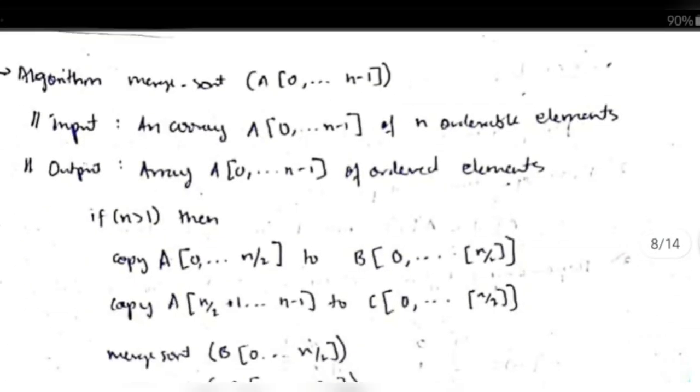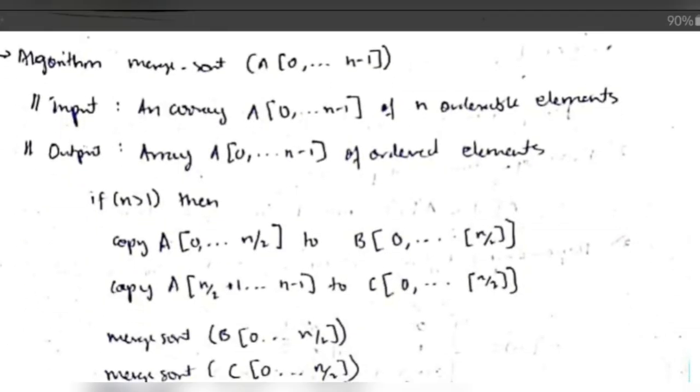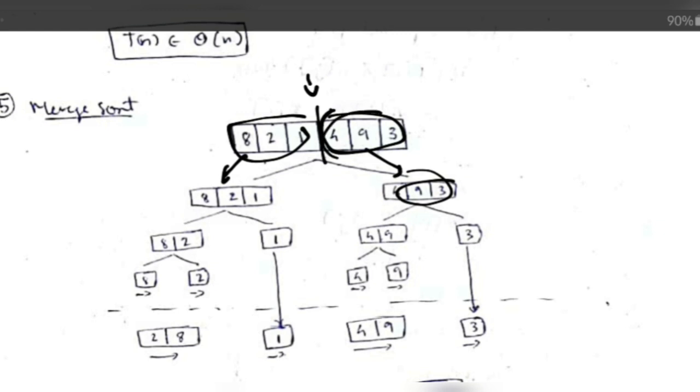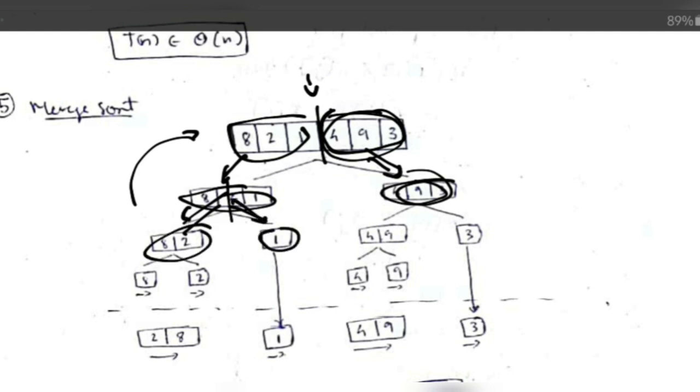So we have two algorithms. First one is for splitting. In splitting, if n is greater than 1, we will split into two parts: 0 to n/2 and n/2 plus 1 to n minus 1. That means if this is the array, n/2 is this position, so 0 to n/2 will be here, and n/2 plus 1 till n is here. Again we'll do the same thing, calling the same function, merge sort, until we get either 2 or 1 element.